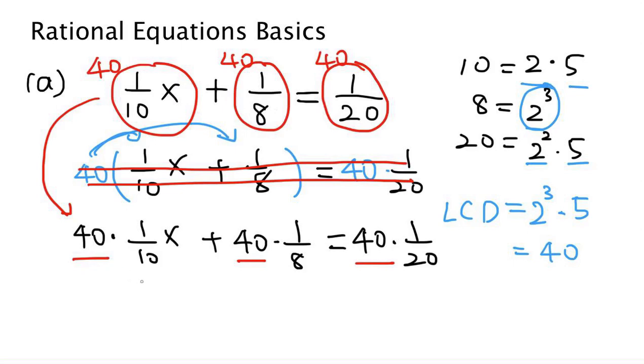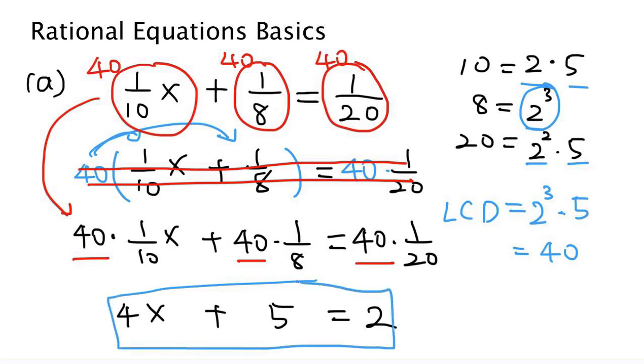Okay, now let's simplify this equation. 40 times 1/10 of x, if you cancel 10 out, we get 4 times x. 40 times 1/8, 1/8 of 40 is 5. And 40 times 1/20, 40 is 20 times 2, so this equals 2. So here now we have a nice and simple linear equation. We're going to solve this equation. Subtract 5 from both sides. Then 4x equals -3. And if you divide both sides by 4, x equals -3/4.